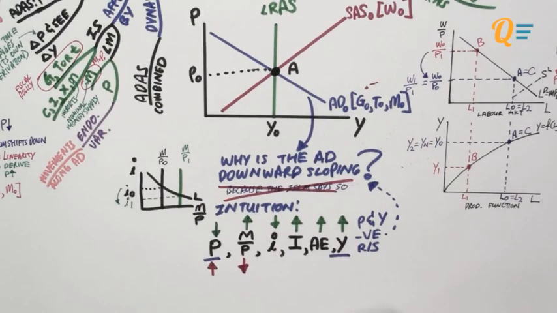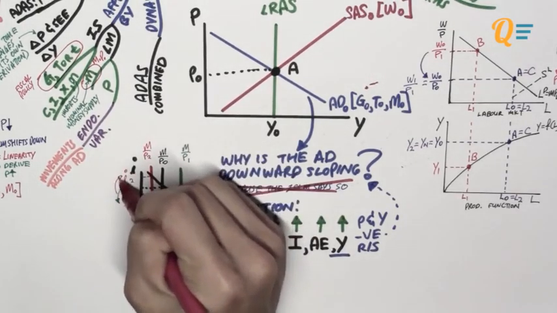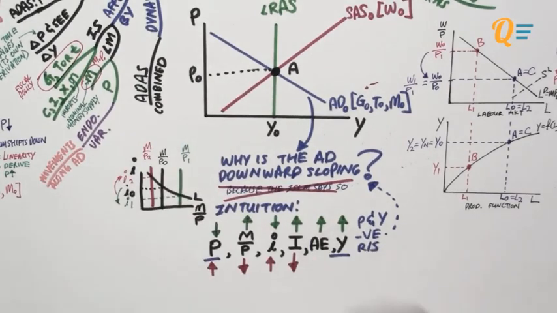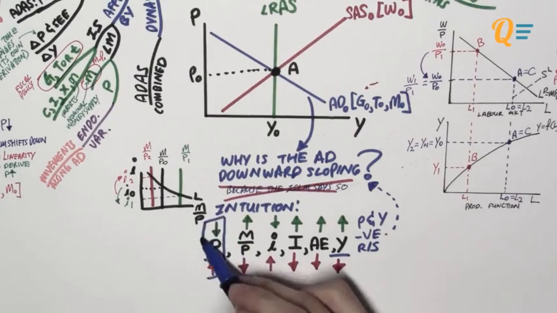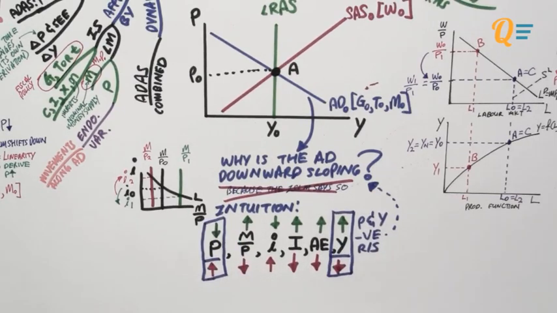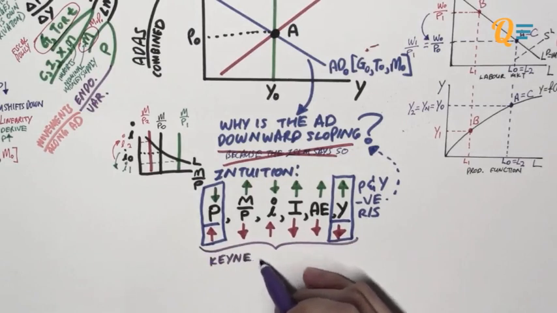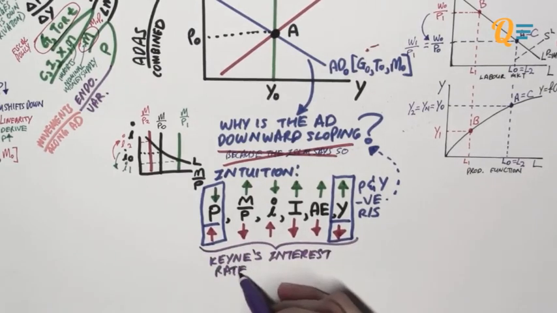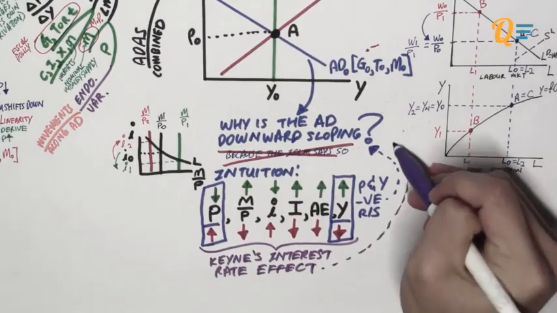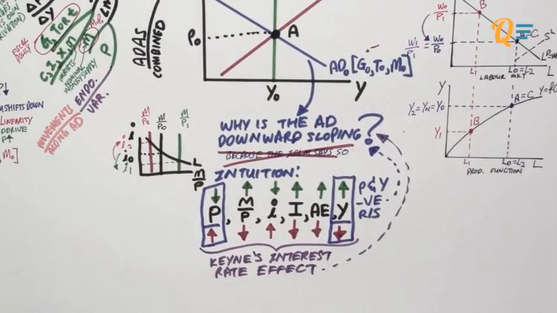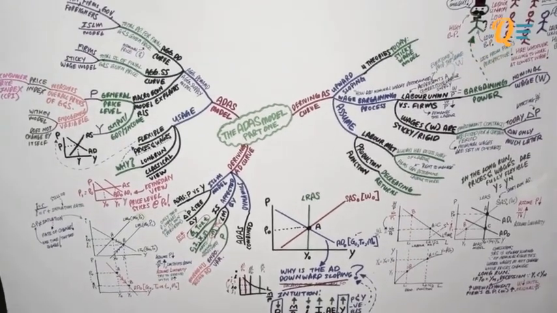Okay, so let's look at another scenario where the price level increases instead. This is going to cause the real money supply to fall, which will give me a higher interest rate as seen in the money market diagram. So when interest rates rise, investments will fall, giving me a lower aggregate expenditure and a lower income level. So you see, the same negative relationship still applies between the price level and the income level. And you know when there is a negative relationship, you're going to get a downward sloping curve. So this effect over here is known as the Keynes interest rate effect. And it is because of the Keynes interest rate effect that we have the downward sloping aggregate demand curve.